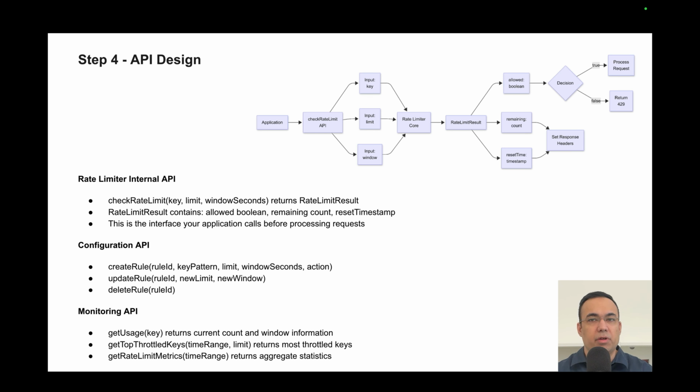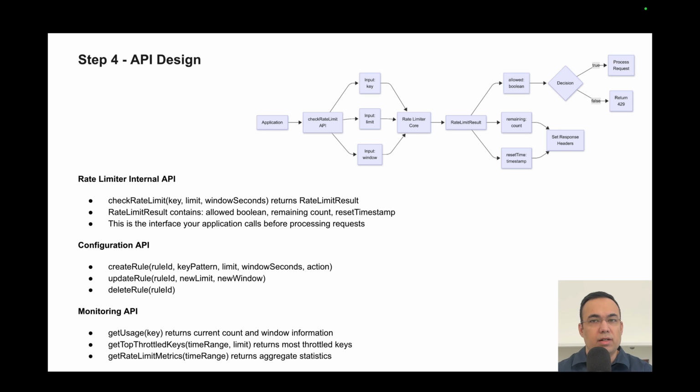Third is the monitoring API. We should have get usage, which returns the current count and window information for a specific key. We should have get top throttle keys, which essentially returns a list of the most throttled keys over a time range. And we should have get rate limit metrics, which returns the aggregate statistics. These support debugging and capacity planning.